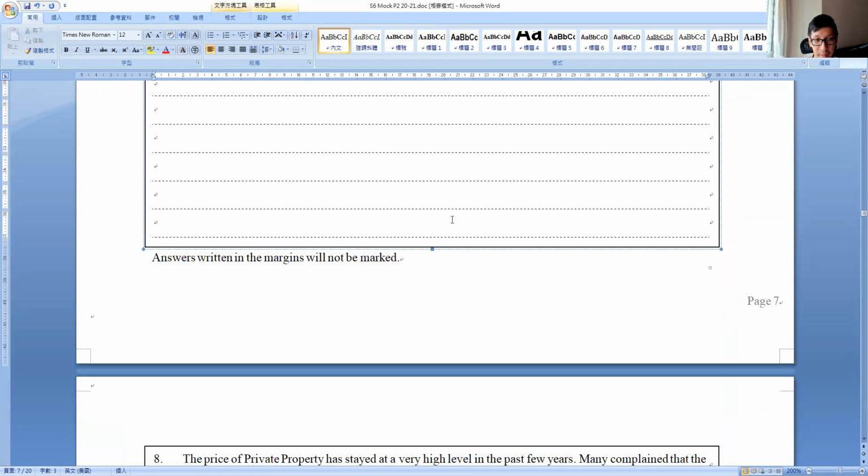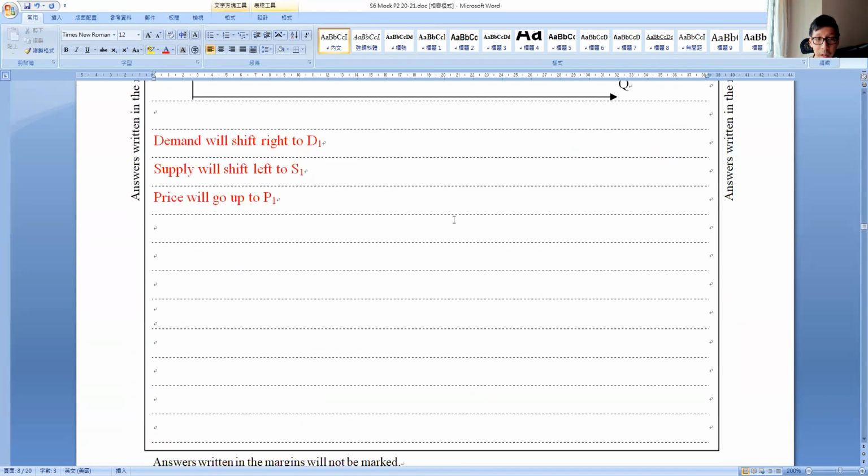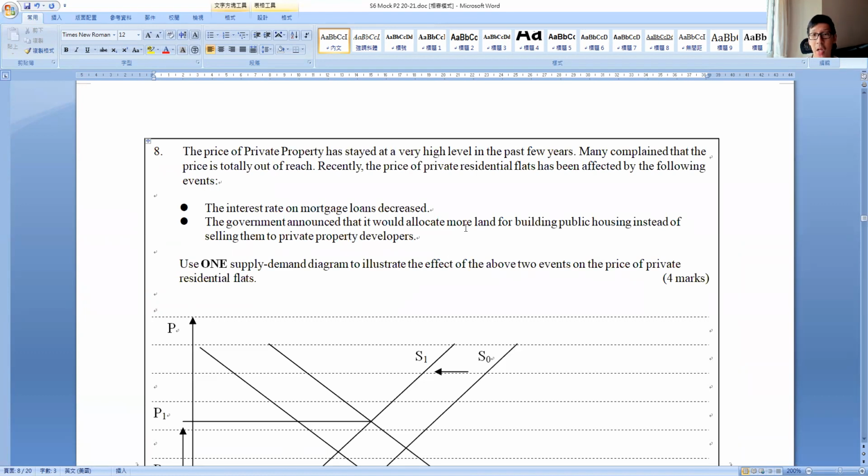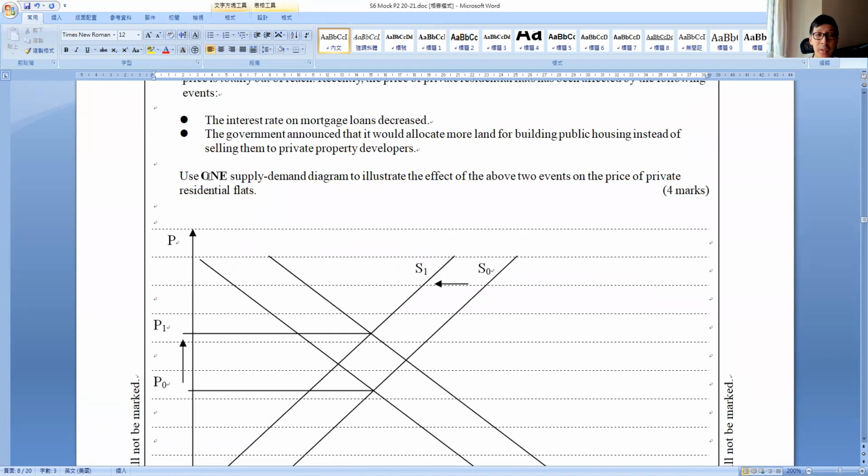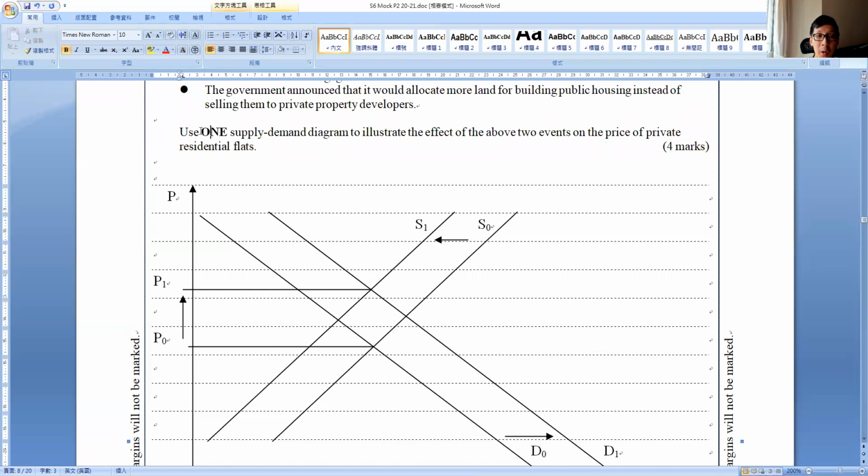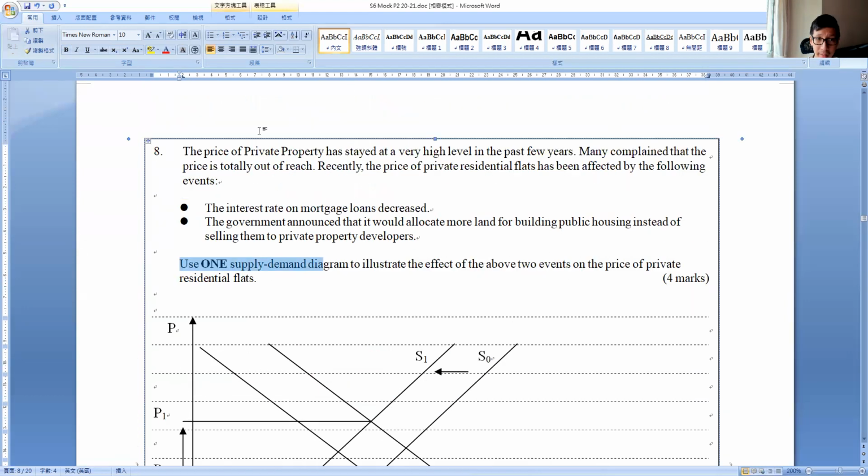Okay? Now, next one. Now for this question, remember, there is no need to explain using words. We ask you to use one supply demand diagram to illustrate. So no need to write anything. Just draw the diagram, then it will be good enough. Okay? Just draw a diagram.